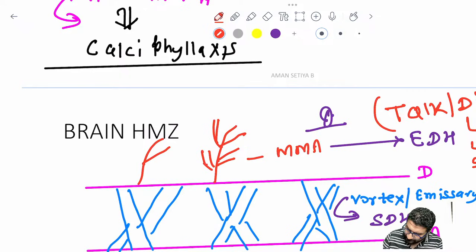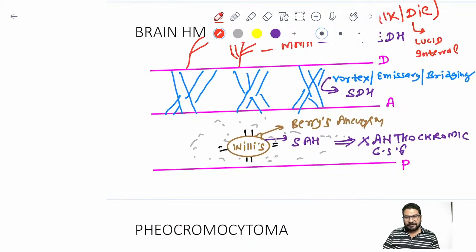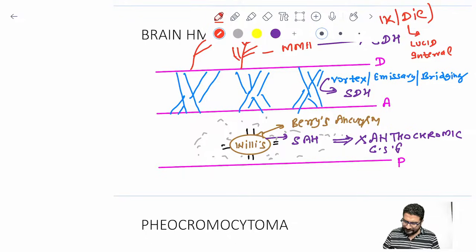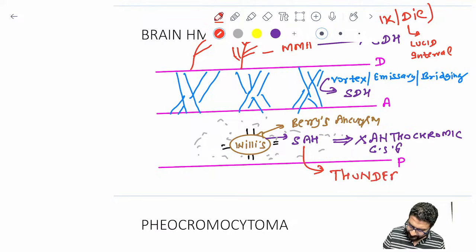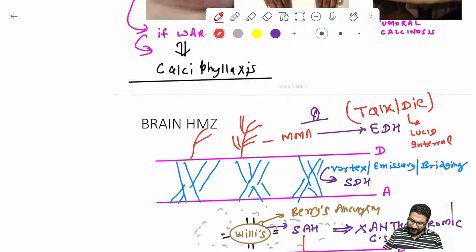Done? Now understand. Look at the screen. Suppose it is a Berry aneurysm rupture, it will cause xanthochromic CSF, meaning the color of the CSF will be a tan color. And here the patient will have the worst headache of his life. The patient will tell you, I am having the worst headache, I never had such a headache before. That type of headache is called a thunderclap headache.